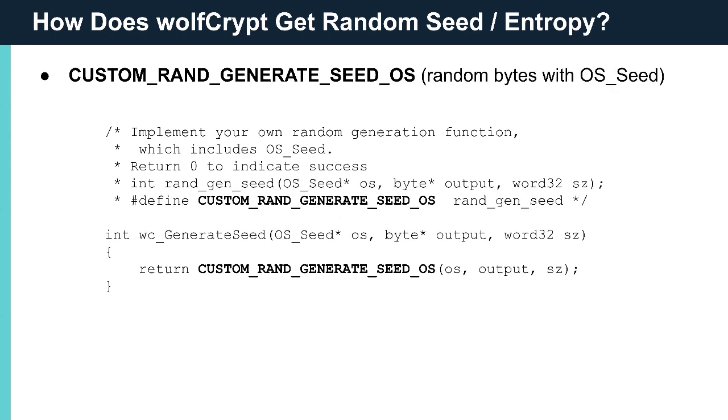The second is CUSTOM_RAND_GENERATE_SEED_OS. This is the same as the last one, except you also get a third argument called os, which is a pointer to an OS seed structure. That's one of our structures, in case you need some extra information inside your function that you need to grab from your platform to get entropy. Again, generate your entropy of size bytes and place it into output.